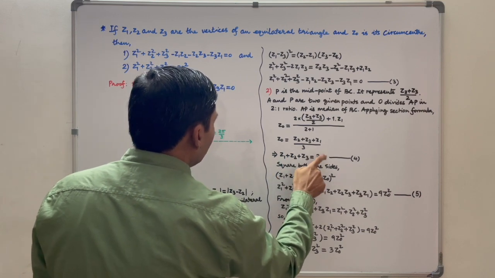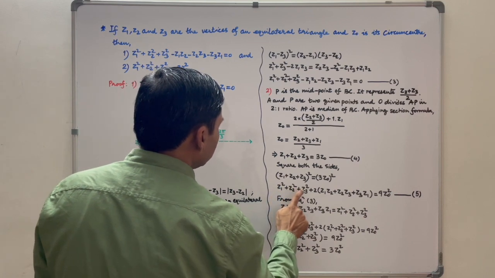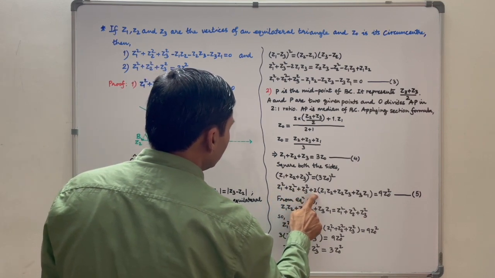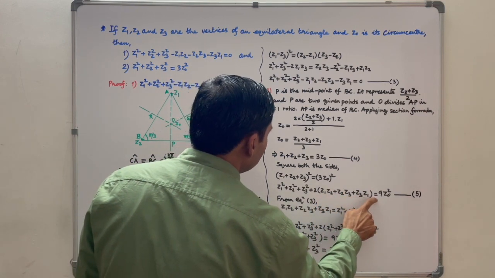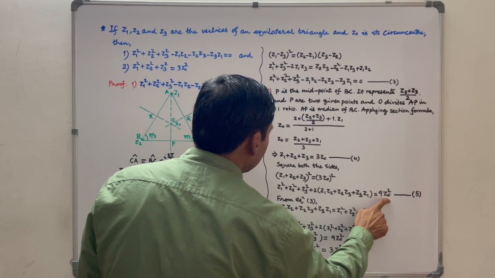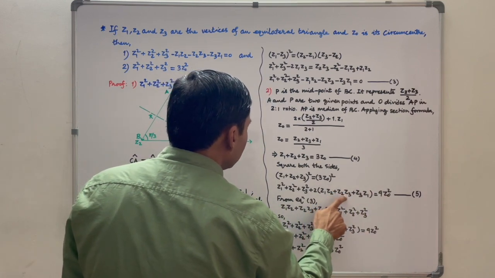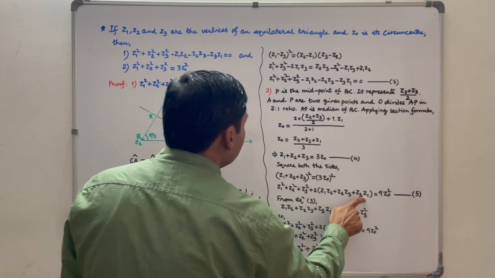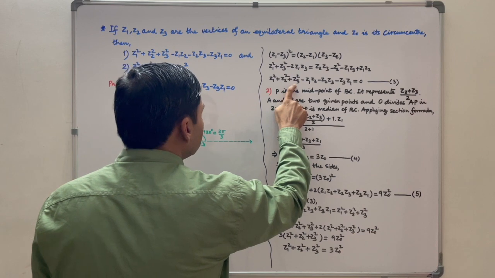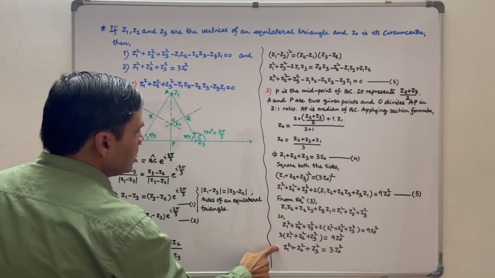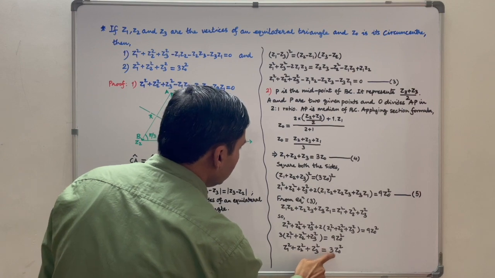We can square both sides of the equation to get Z1 square plus Z2 square plus Z3 square plus 2 into Z1 Z2 plus Z2 Z3 plus Z3 Z1 is equal to 9Z0 square. We can substitute the value of Z1 Z2 plus Z2 Z3 plus Z3 Z1 from here as Z1 square plus Z2 square plus Z3 square. So we will get Z1 square plus Z2 square plus Z3 square is equal to 3Z0 square.